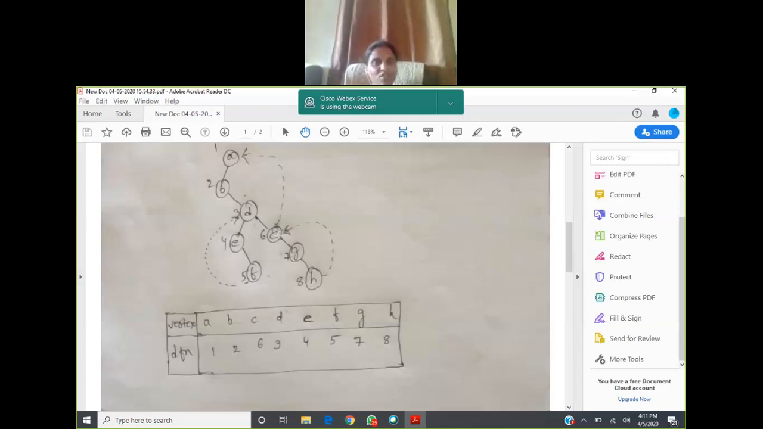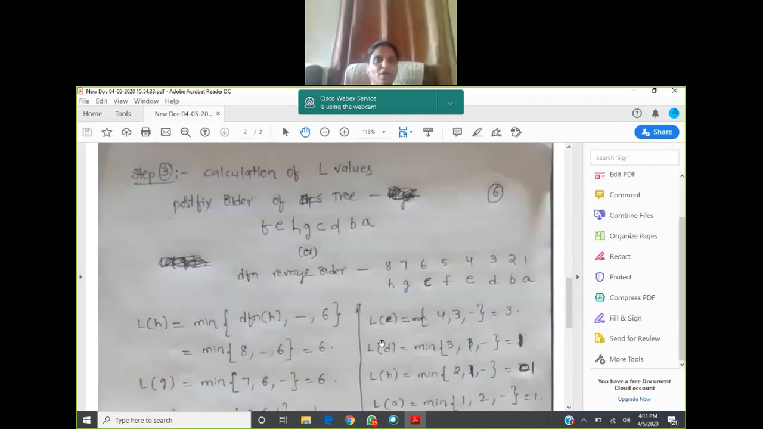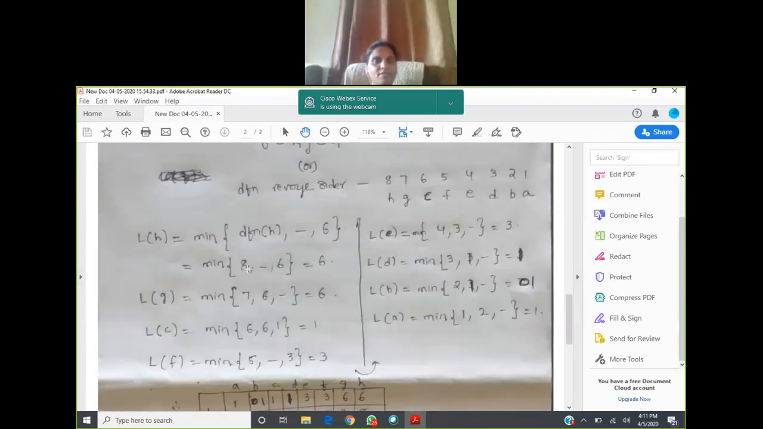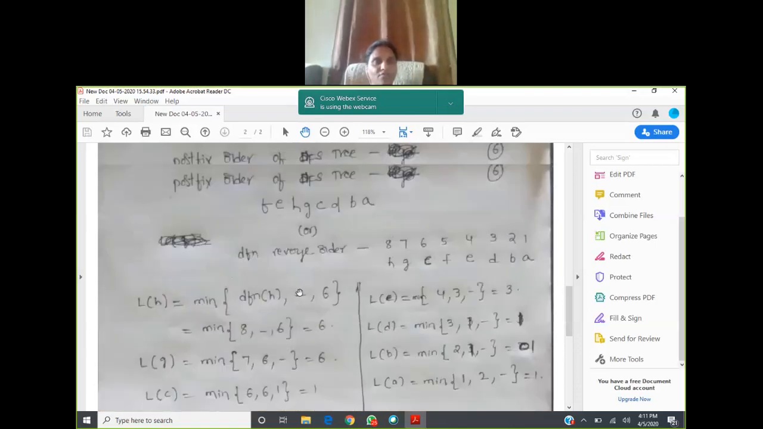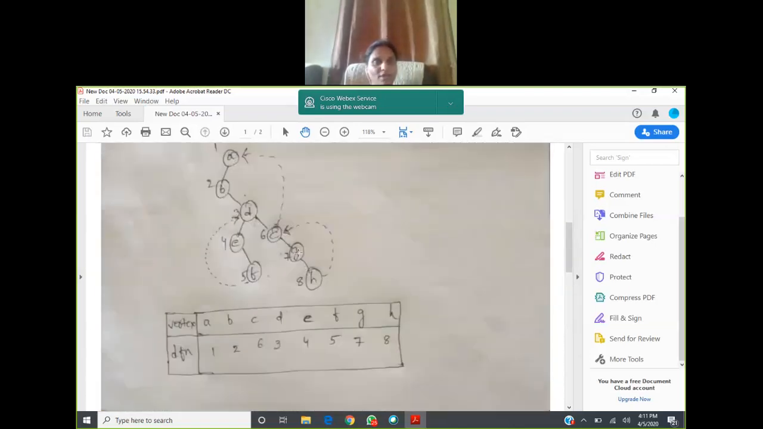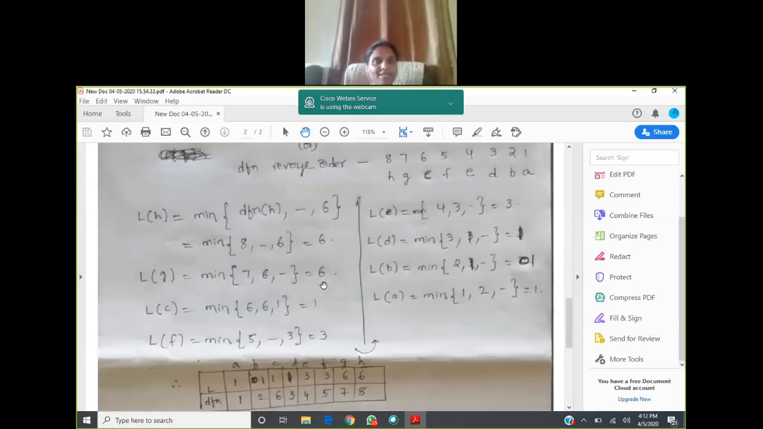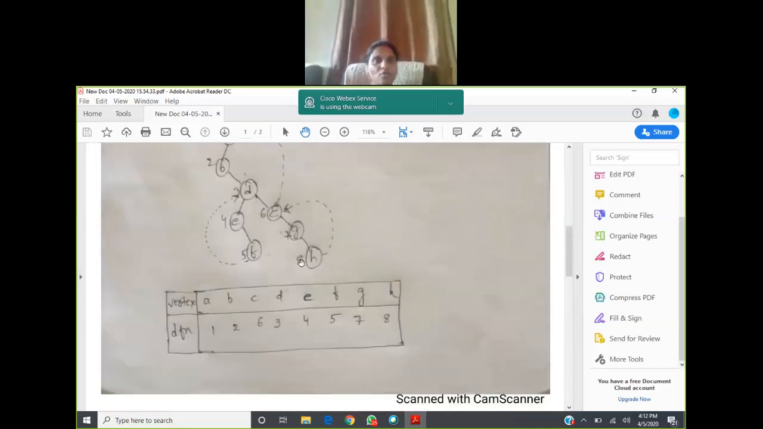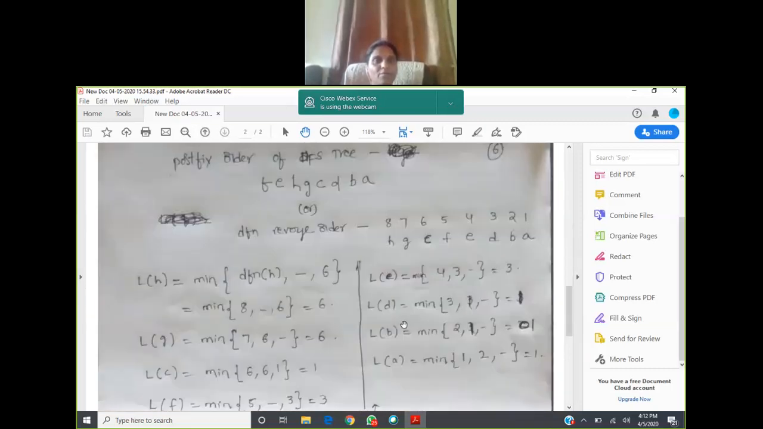So what is DFN of C? DFN of C is 6. So minimum of 8 comma 6, the value is 6. And next L of G. DFN of G is 7. For G, you are having one child node H. So L of H is already calculated previously, 6, and for G there is no back edge. So the minimum is 6.